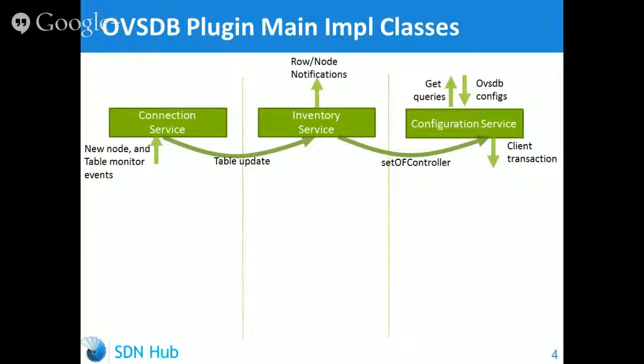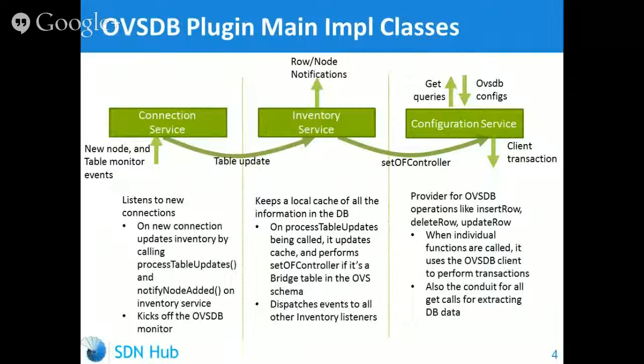So this is the high level view of how these individual implementations work. And I have some information here which is essentially the same as what I have in the figure. So the main implementation, which is on the right side, the configuration service, has a lot of different calls like insert row, update row, and things like that for manipulating the database directly. And this is what high level applications like the OpenStack network provider use to manage information on the switch.